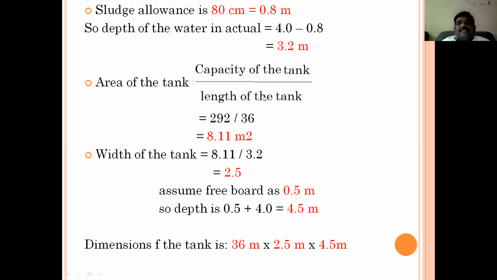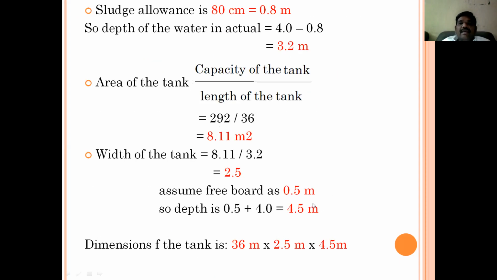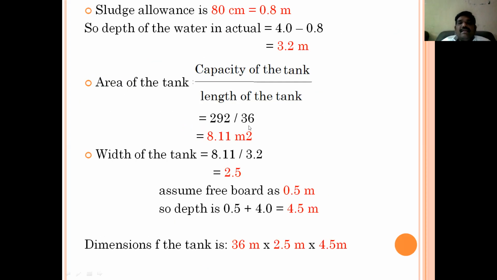length. Capacity is 292. We got here the capacity of water that is required. 292 by length, and the length is 36. 292 by 36 equals 8.11 square meters. Now the width of the tank is area by depth. What is the area? 8.11. What is the depth here? The actual depth is 3.2. Now we get the width as 2.5 meters.